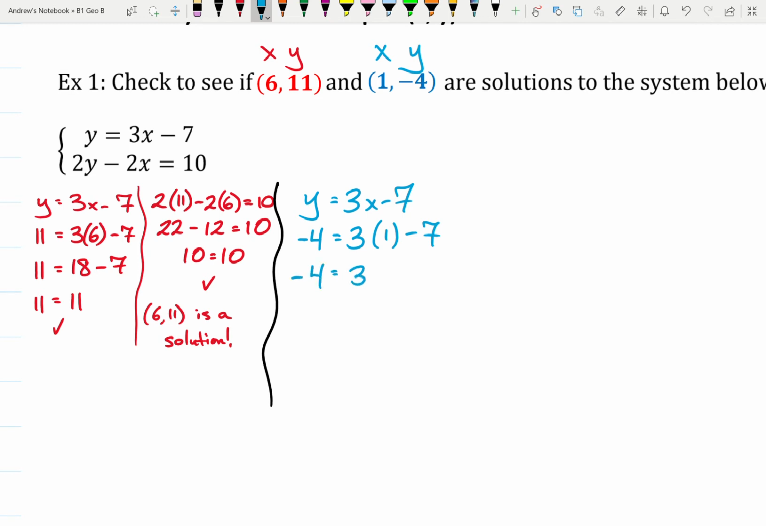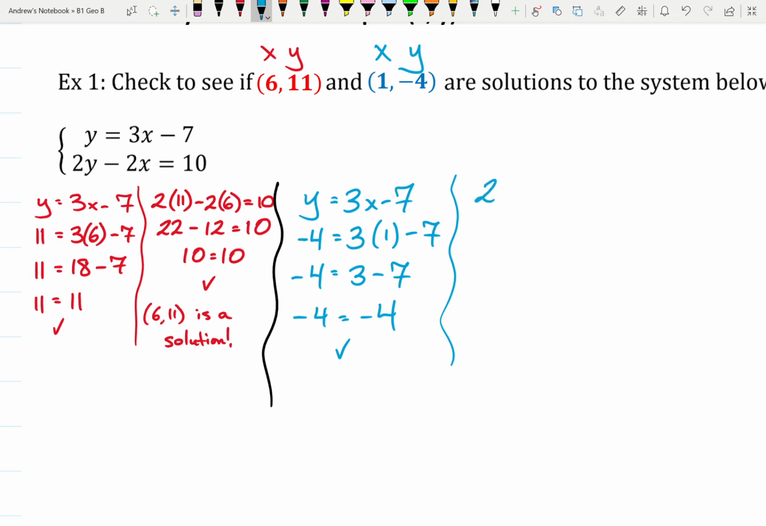3 times 1 is 3. 3 minus 7 is -4. So that works. So that first equation is solved by plugging in 1, -4. We still need to make sure. Don't forget to do this when you're doing these on your own. You need to make it work for both of them. So I'm going to double check.